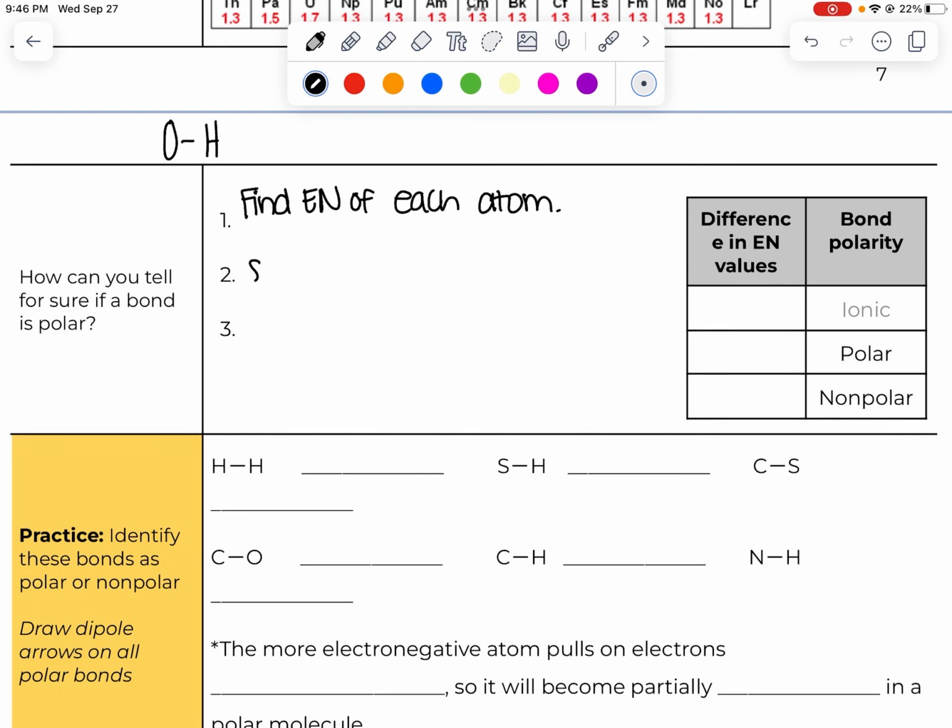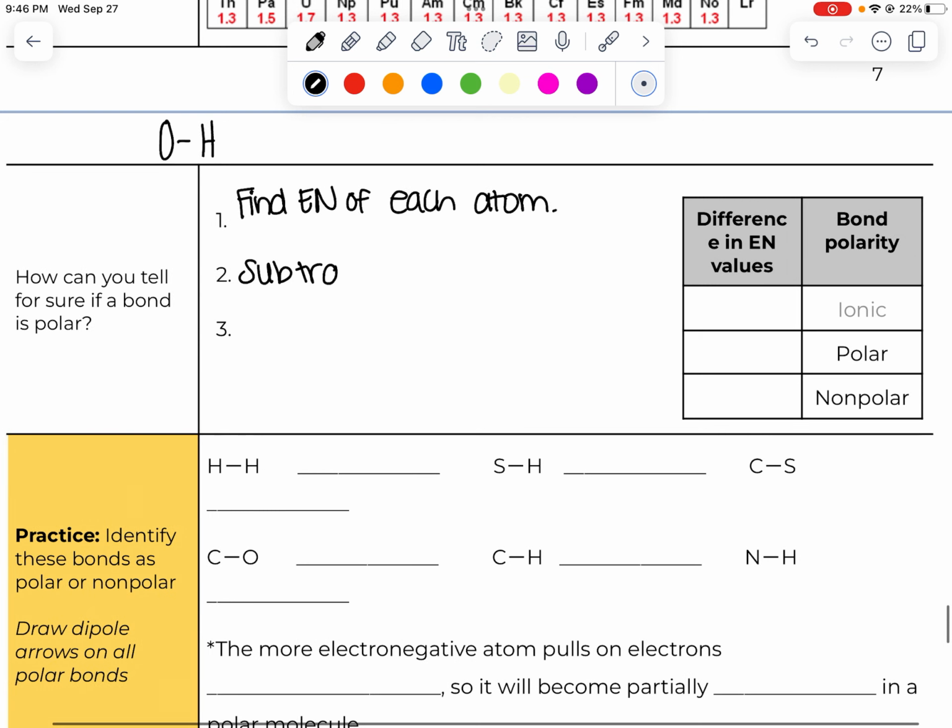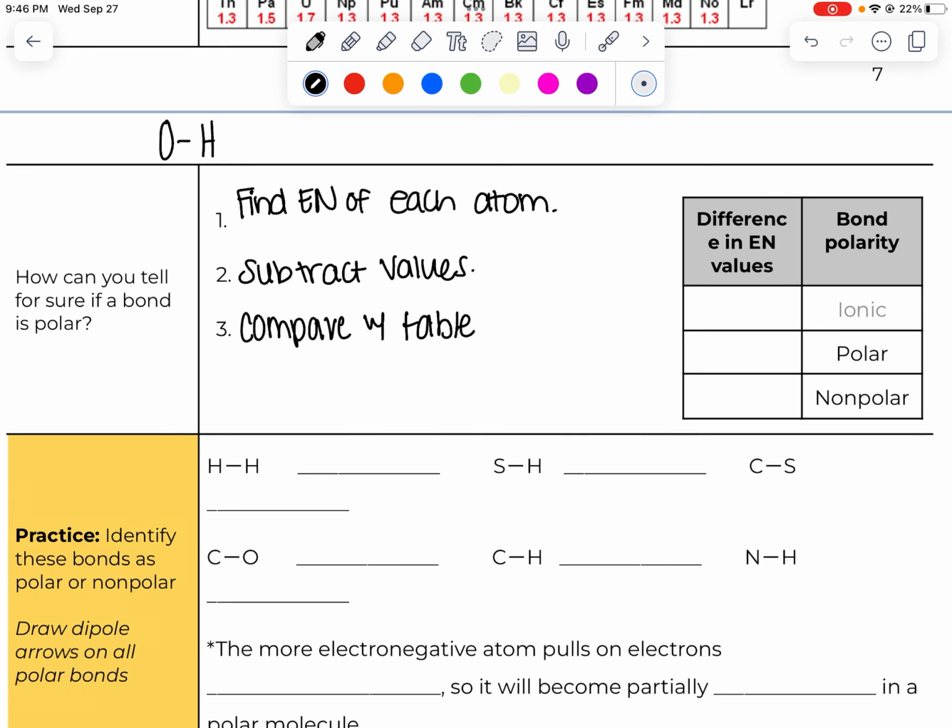Then you're going to subtract the values. And after that, you're going to compare with the table. So in your gizmo, you should have seen, or you should have created, a table that basically helps you figure out whether or not a bond is polar or nonpolar based on that difference in electronegativity values. Kind of the general rule.